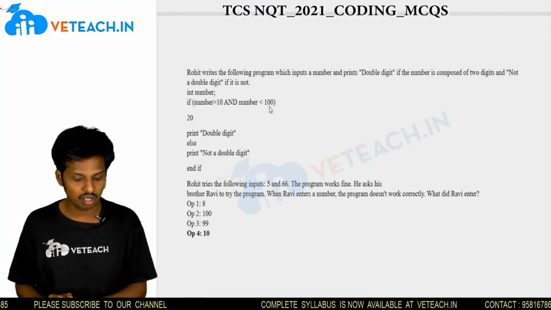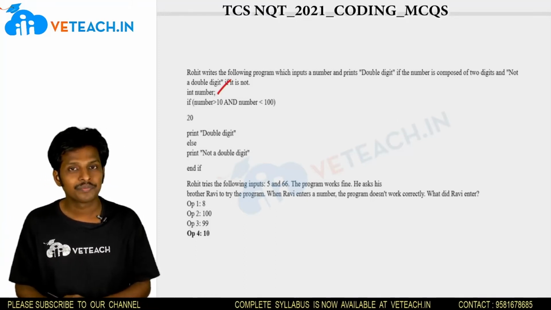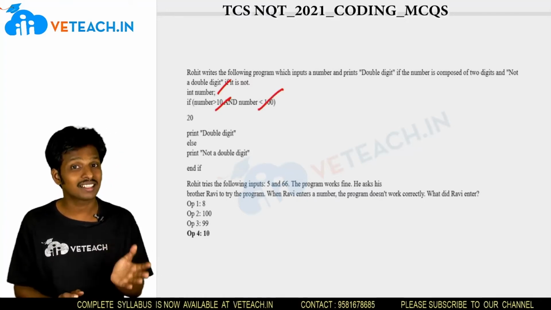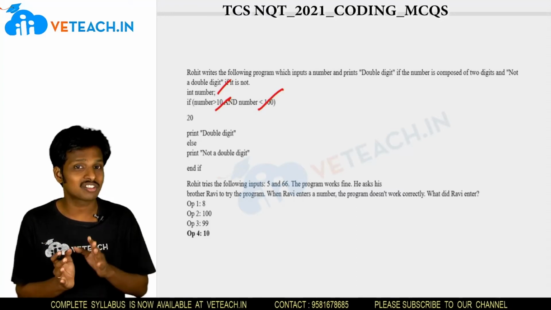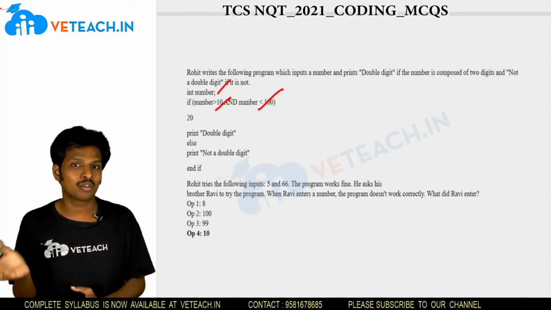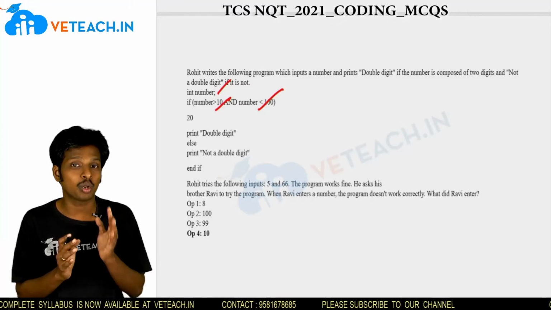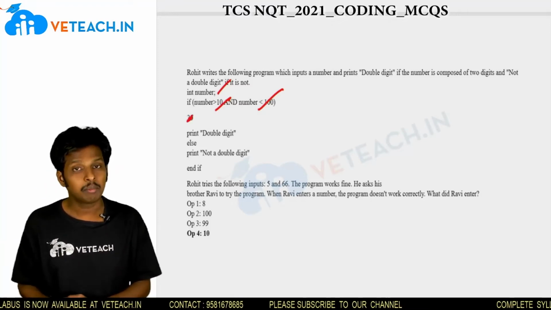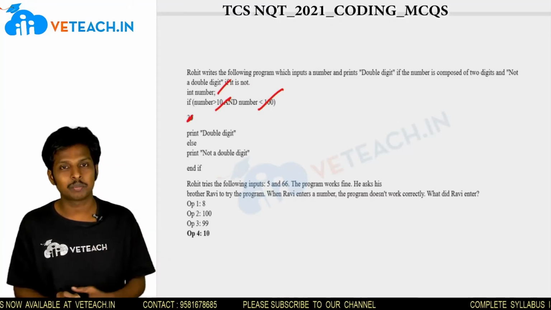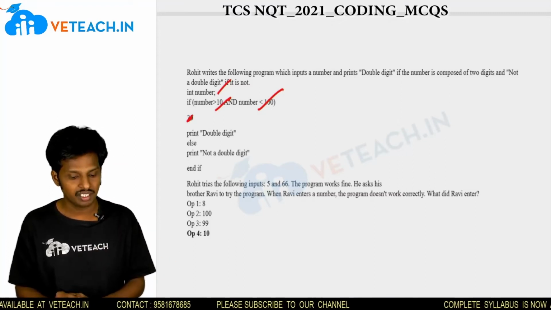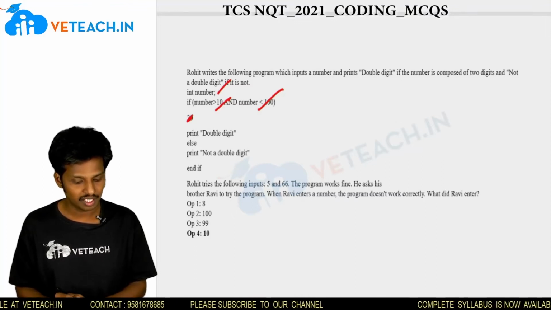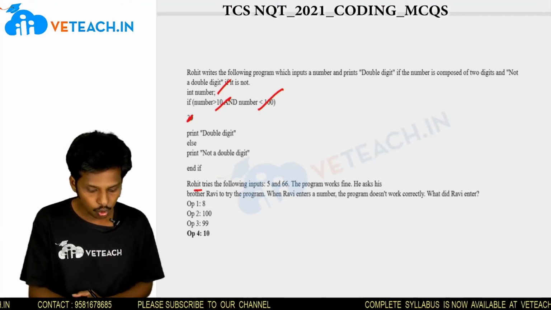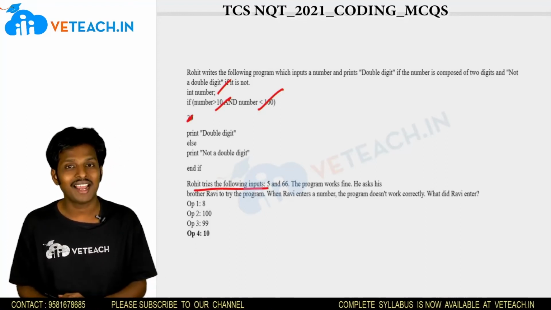Now, according to this logic, int number, if number greater than 10 and number less than 100, it's not going to consider 10 and it's not going to consider 100. It's going to consider 11 to 99 only. If that is the case, it's going to print double digit. Else, print not a double digit.